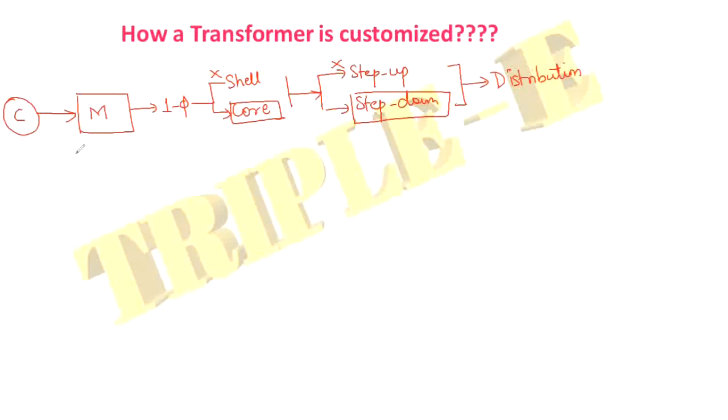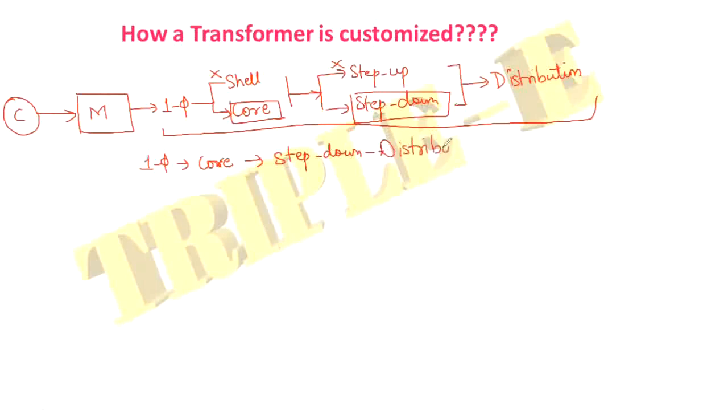The specifications are given by the customer to the manufacturing company. Now based on these specifications, the manufacturing company is going to customize this transformer as a single phase transformer having a core type of construction, which will be utilized to step down the voltage in the distribution system. So this is one way of customizing the transformer based on the customer requirement.